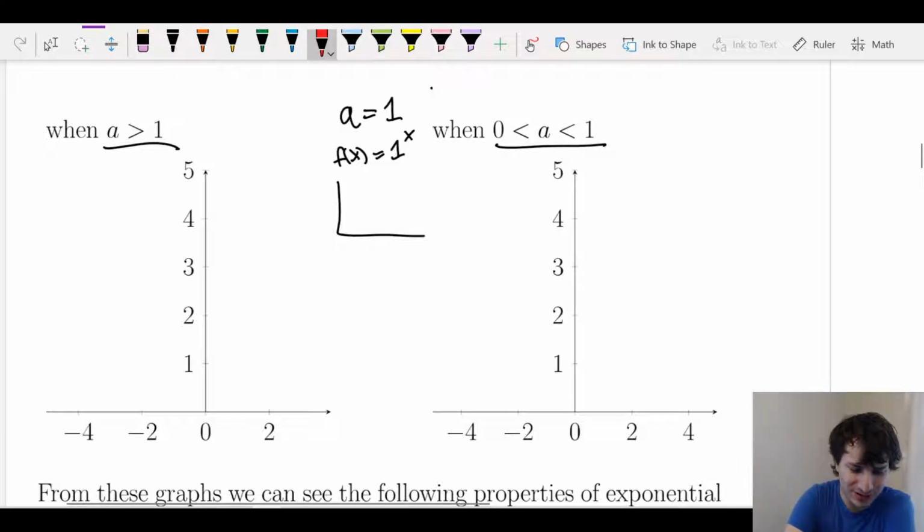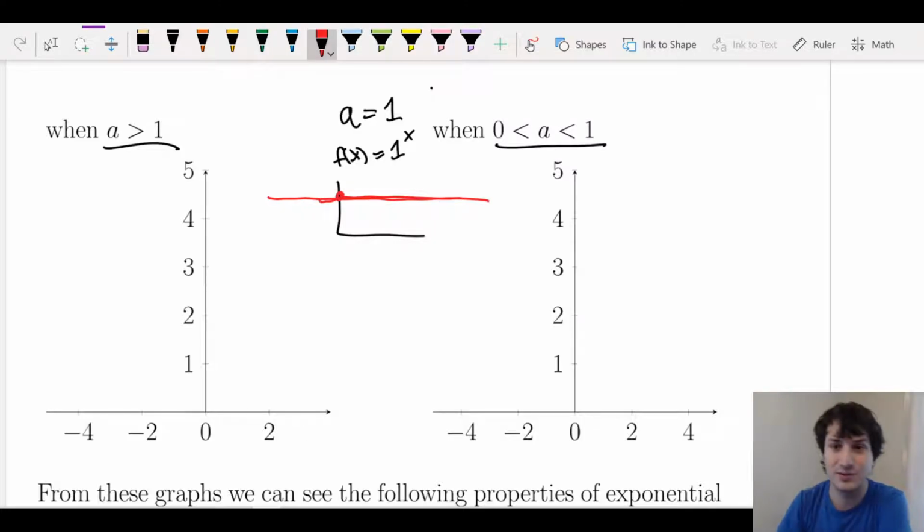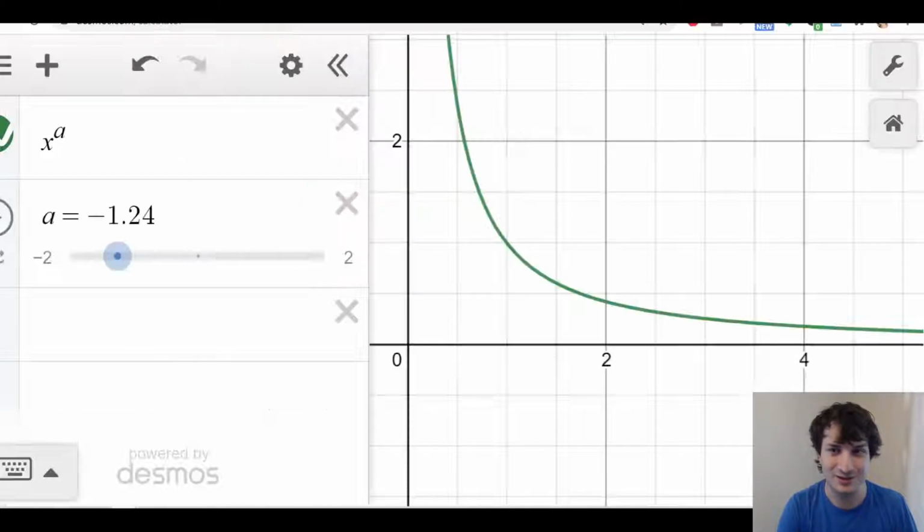So if you did a equals 1, you would just get a straight line that goes through the point 1. So it's y equals 1. And if you have a base bigger than 1, it looks like one thing. In between, it's going to look like this flat line, and then it's going to look like something else. So let's open up Desmos and take a look at what it looks like.